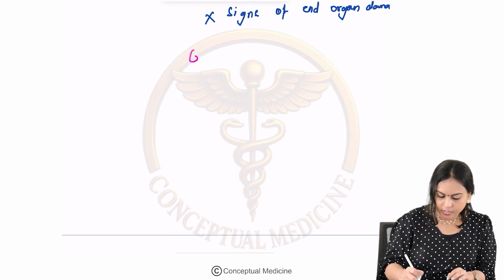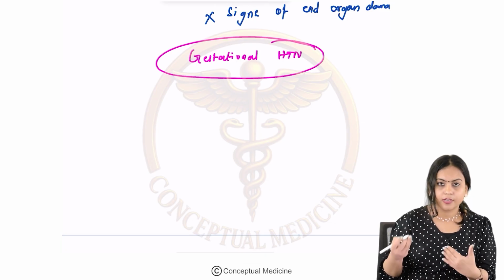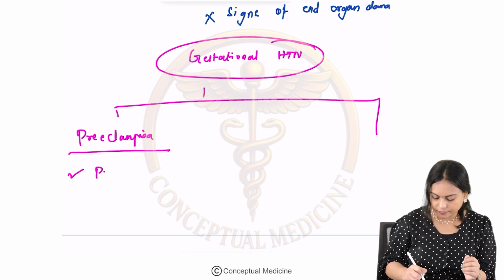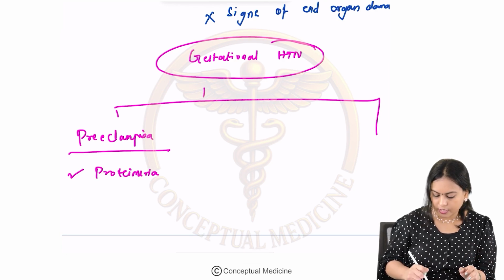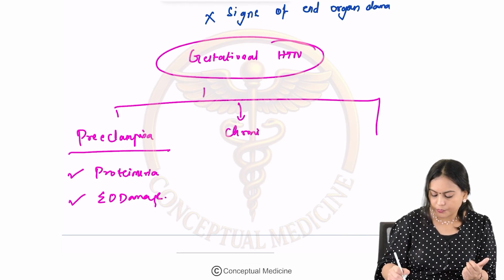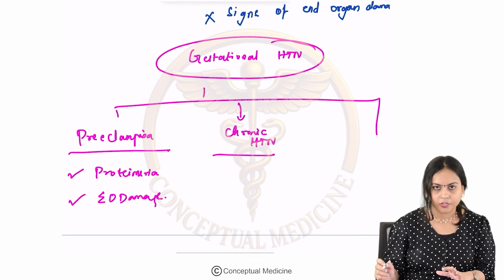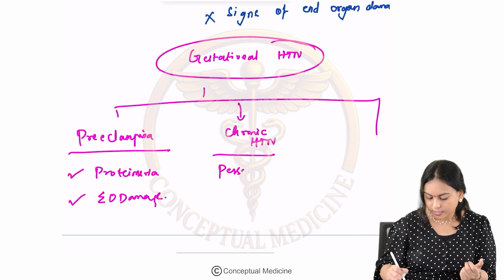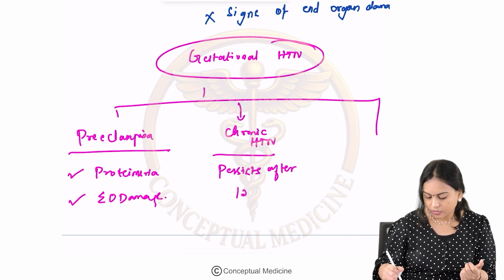So if you take gestational hypertension, it can progress into preeclampsia when it is associated with, yes, proteinuria and end organ damage. And it can become a chronic hypertension also. You can diagnose it as chronic hypertension when it persists beyond 12 weeks after delivery.